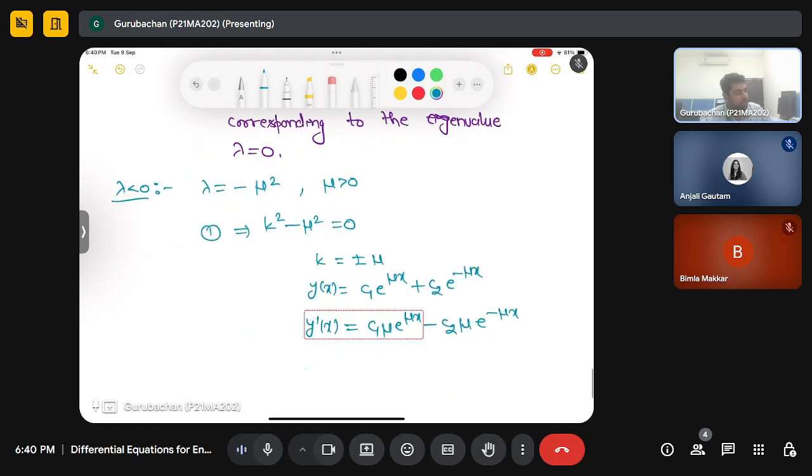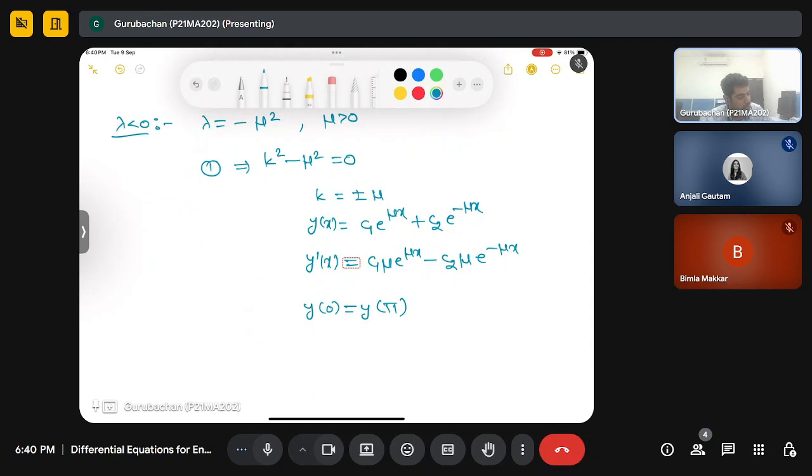Okay, so from here y(0) was y(pi). This will give you c1 plus c2 equal to c1 e to the power mu pi plus c2 e to the power minus mu pi. So from here you will get c1 times (1 minus e to the power mu pi) plus c2 times (1 minus e to the power minus mu pi) equal to 0.